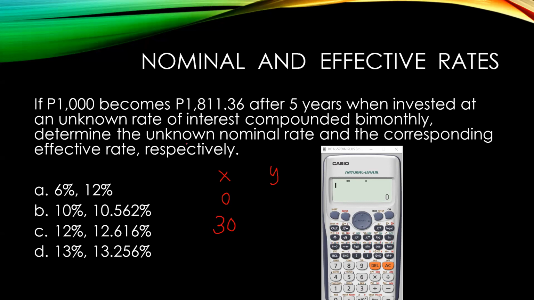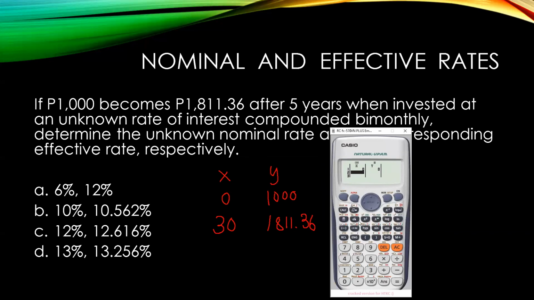Okay? Next is yung initial at time 0, yung pera niya is 1,000 pa. And after 5 years, so we have 1,811.36. Okay, so ganun yung input natin. So input natin yan dito. We have 0, 30, after 5 years, 1,000 yung initial. After 5 years, naging 1,811.36. Okay, then AC natin para ma-store siya.